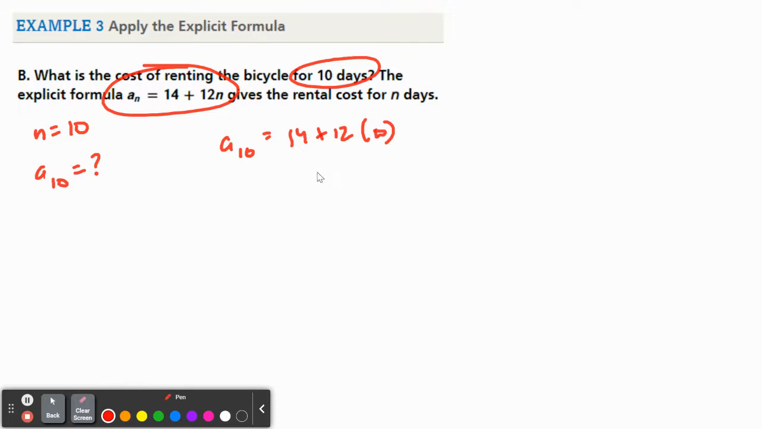And this is just evaluating a function. I'll make that 10 better for all those who have trouble reading my writing sometimes. There we go. And you're just going to plug this in Desmos or use your brain, right? So 12 times 10 is 120. 120 plus 14 is 134. And that is the cost for renting the bicycle for 10 days, $134.